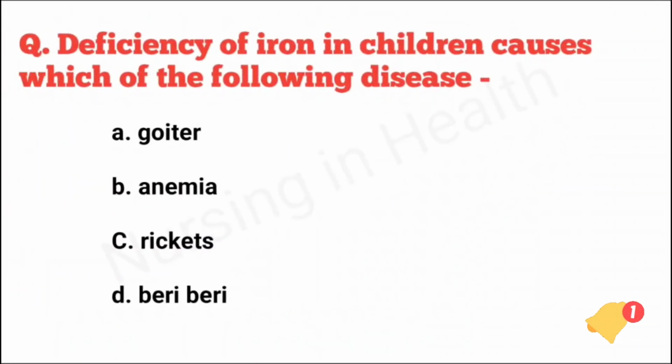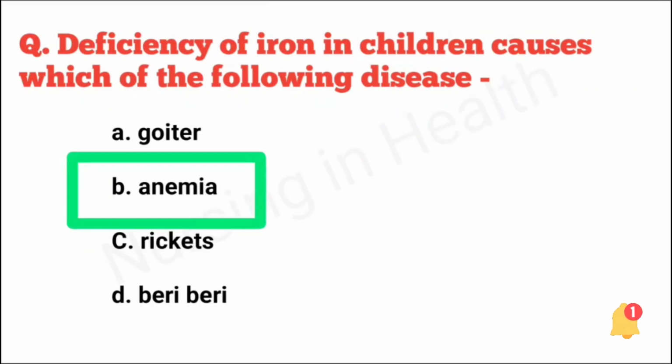Deficiency of iron in children causes which of the following diseases? Goiter, anemia, rickets, beriberi. Right answer option B. Anemia.